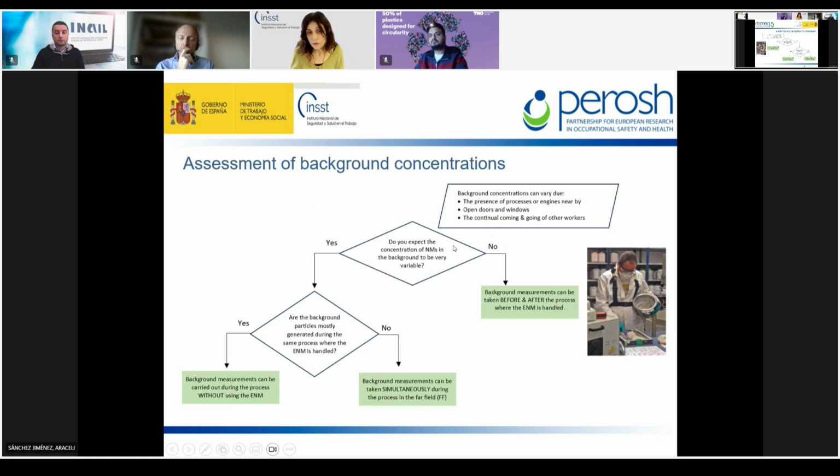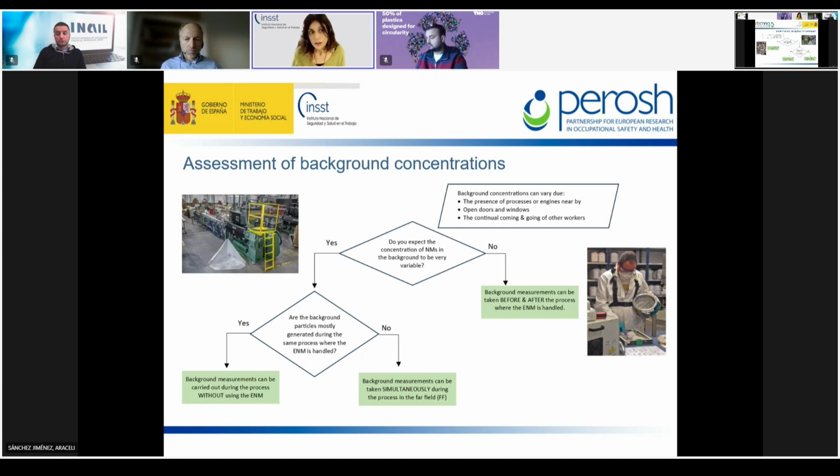If your background concentration is going to be very variable, then you have to see whether those particles are coming from your process. If the answer is yes, then you can measure without using the engineered nanomaterial, as I just showed before. And if the answer is no, if your background particles come from other sources, from outdoors, then you can measure simultaneously during the process in the far field. Sorry, that was just to illustrate an example of when particles can come from the same process. The most typical example is an extrusion process.